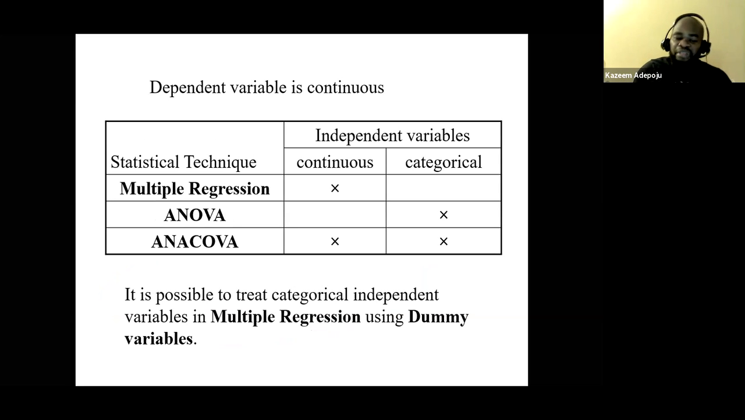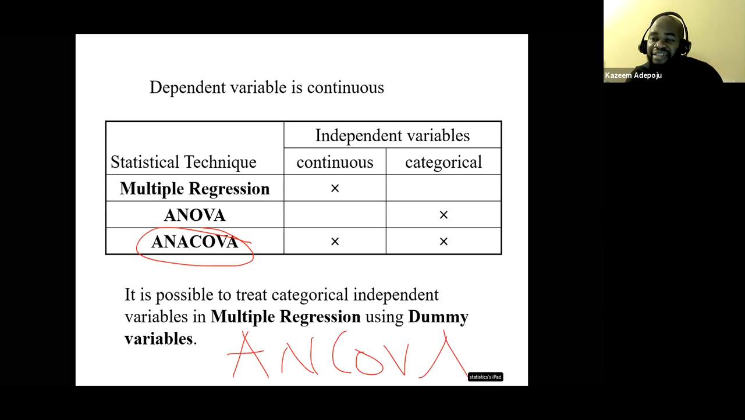Okay, now take a look at this. How do we differentiate between regression analysis, ANOVA, and analysis of covariance? Analysis of covariance is abbreviated by some people as ANACOVA and by some as ANCOVA. It is the same as analysis of covariance. Now, whether you are talking about multiple linear regression, analysis of variance, or analysis of covariance, the dependent variable is the same. The dependent variable is continuous.